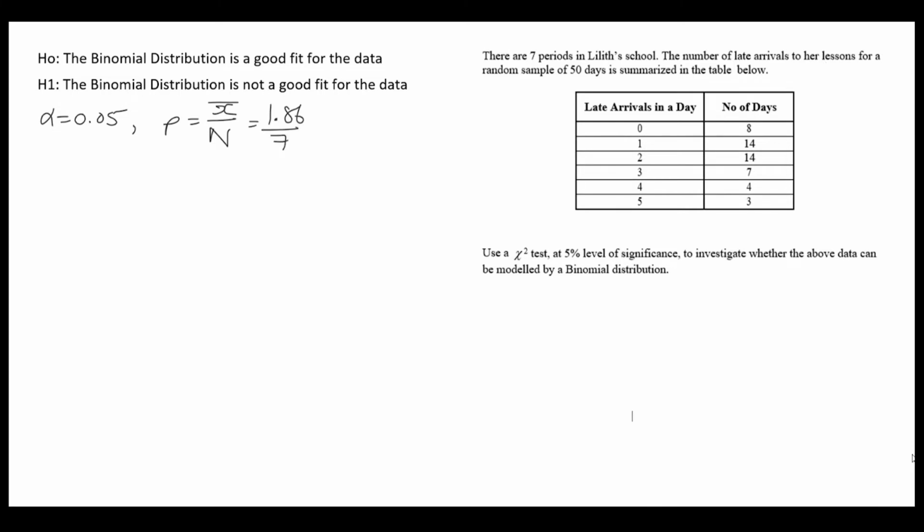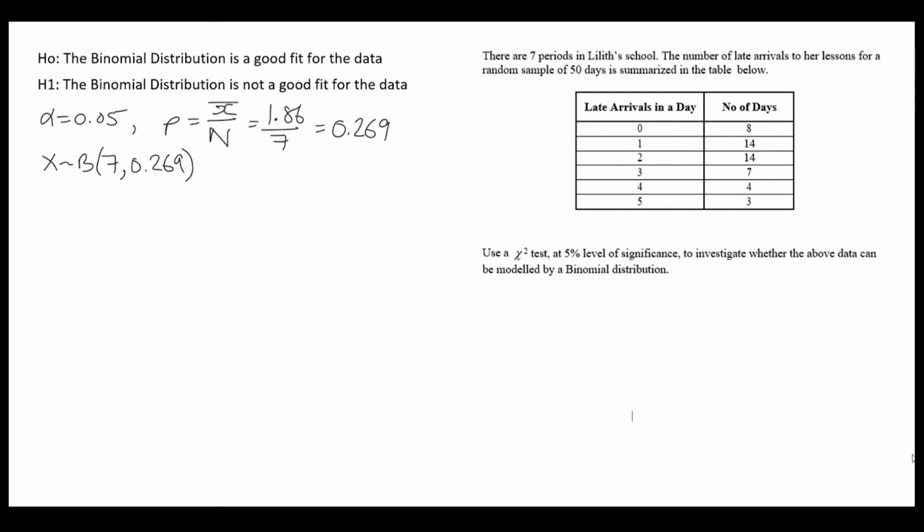X bar is 1.86. Divided by 7, we get a probability of 0.269. This is the p, the probability that she's late for any individual lesson. This is the p that we'll use as a parameter in the binomial distribution. Okay, so let's just state the distribution. X follows a binomial where n is 7 and p is 0.269. Now that we've got that value of p, we can go ahead and calculate our expected values.